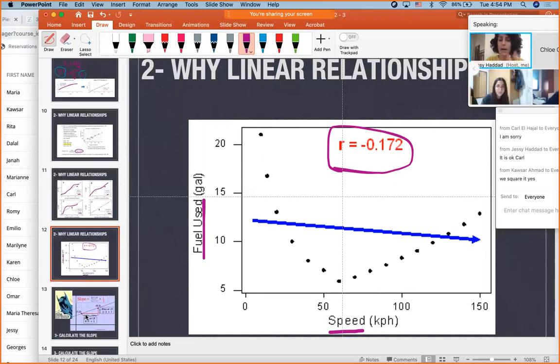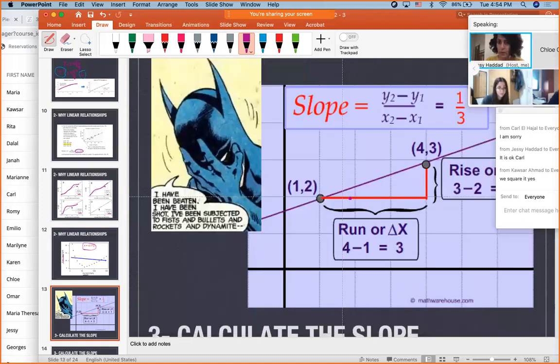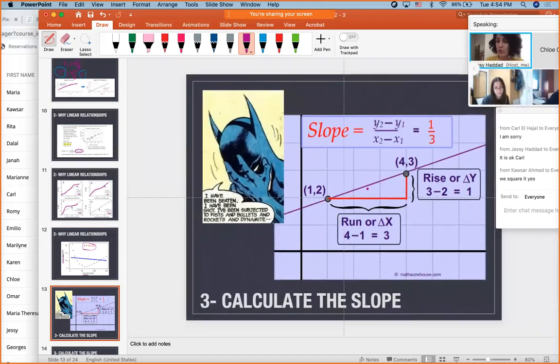All right, now item 3, how do we calculate the slope? I know for a fact that you usually take 2 points on the line.